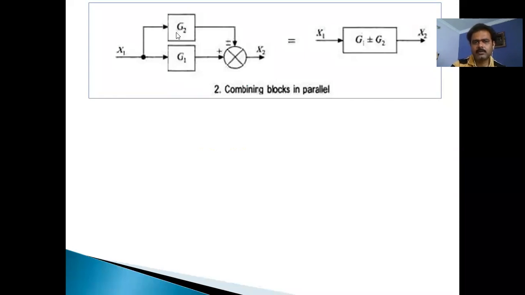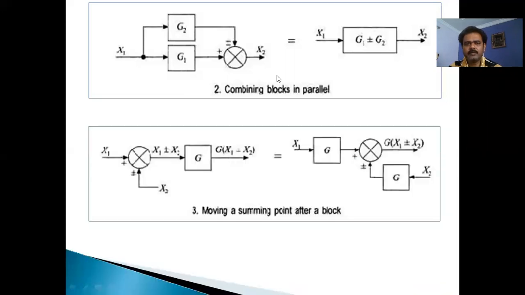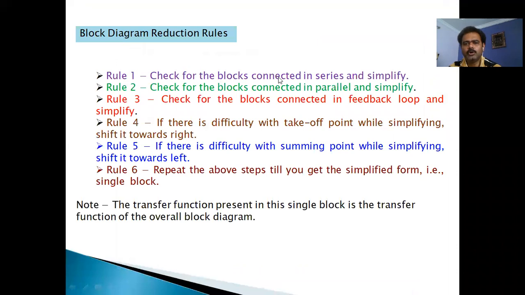So observe for this kind of blocks. If there are any blocks connected in parallel, in the second step we apply this rule and merge those blocks into a single block. So finally you will get G1 plus G2 or G1 minus G2. For example, if n blocks are connected in parallel, we add G1 plus G2 and so on up to Gn. The second step is to reduce the blocks.